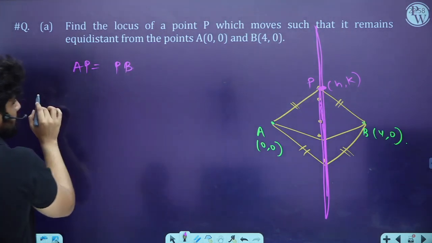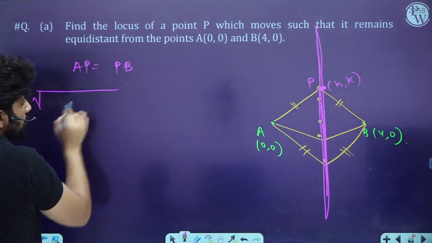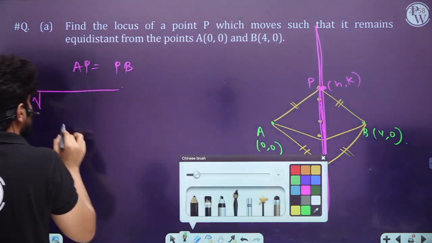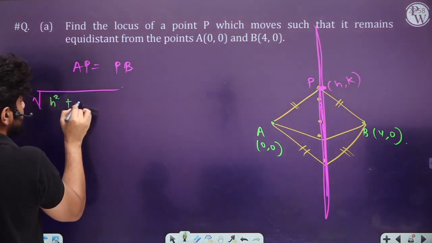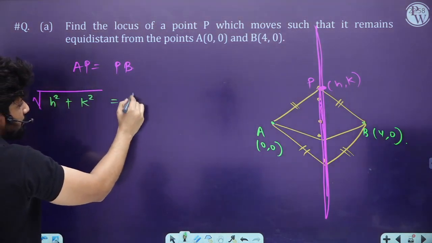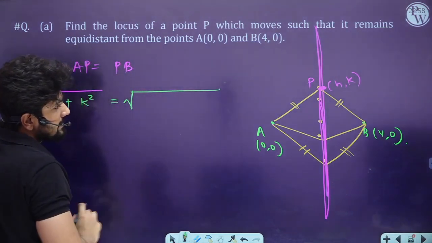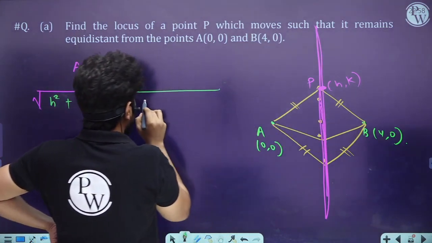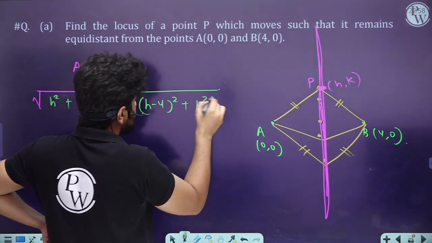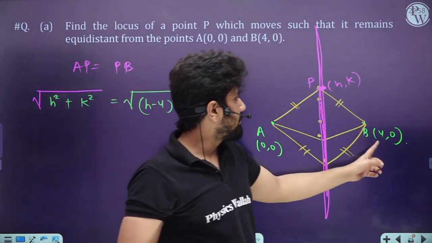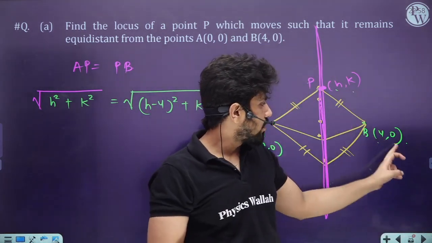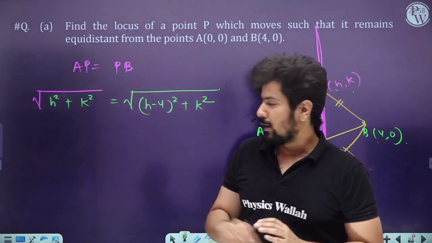So the distance AP is under root of what? Under root of difference of x coordinate square, h square, and difference of y coordinate square, k square. And distance between point P and point B is under root of h minus 4 square plus k minus 0 square. This is the distance between P and B. Difference of x coordinate square plus difference of y coordinate square.